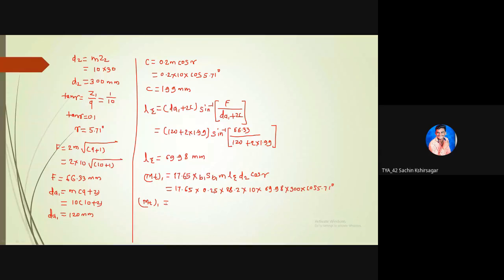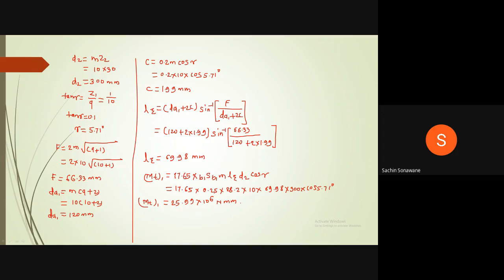MT1 is 25.99 into 10 raised to 6. Yes, it is correct. 25.99 into 10 raised to 6 Newton mm. Remember, all dimensions are in mm. This 300 dimension is in mm. That's why we have taken Newton into mm.